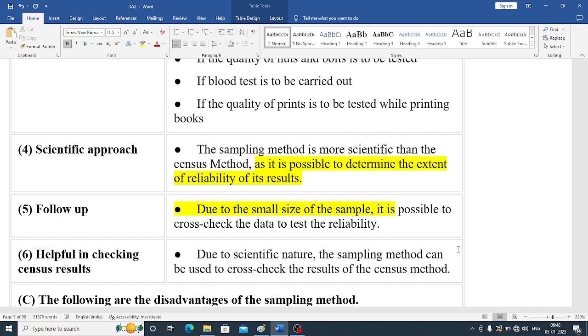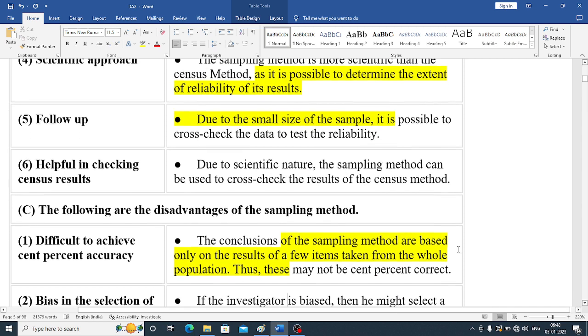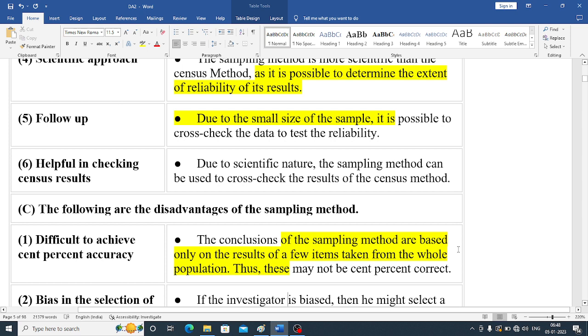Suppose say in a census there was some mistake, you cannot cross check because to cross check again you have to consider the whole population. It will be double the cost. So sampling method will be helpful in checking the census results also. Okay, you can cross check. Suppose say census data is there and you can cross check that using sampling method, because sampling method also is an effective and reliable method.